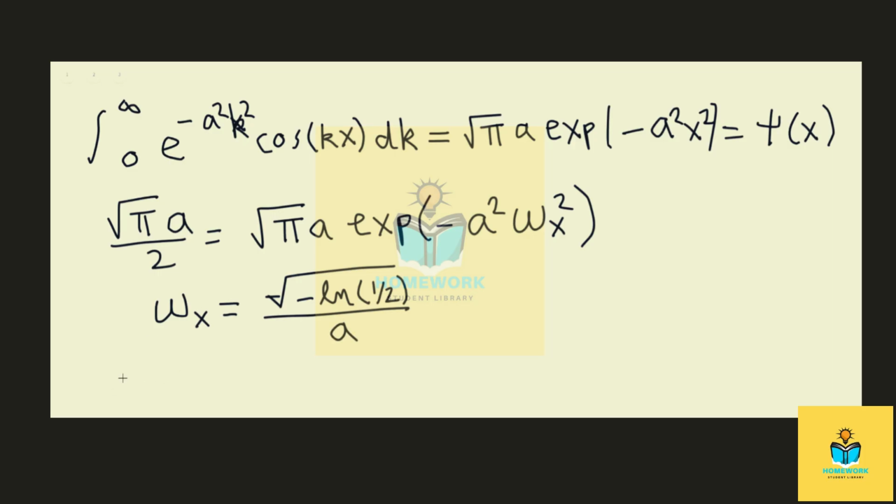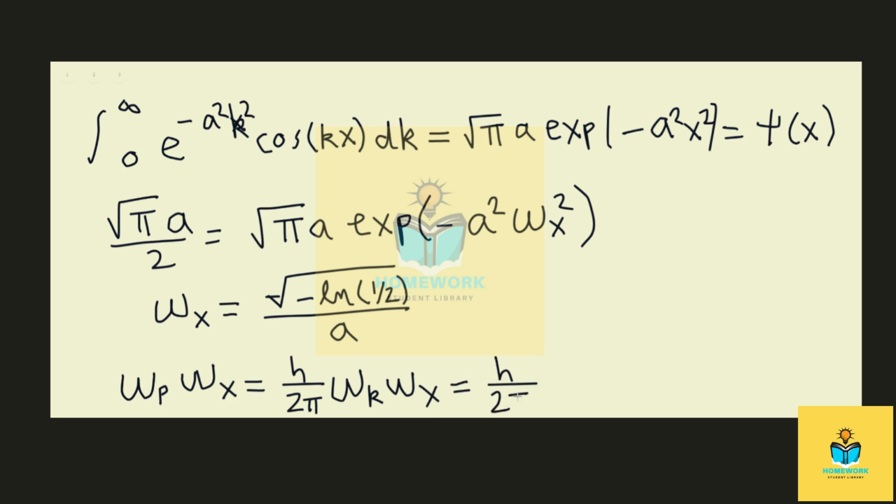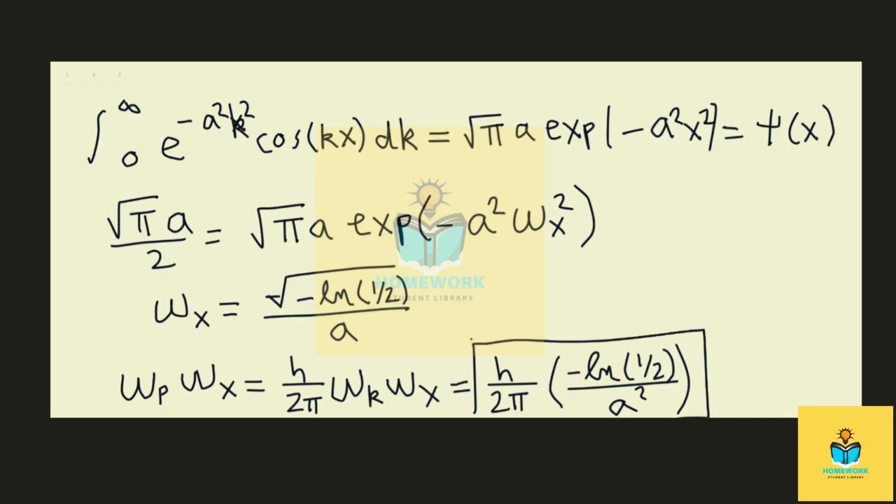So it's identical. The last thing we have to do is compute the product omega p times omega x, I believe, yes. And omega p is defined as h over 2 pi times omega k, which you already found in part A. And it's the same as omega x. So we're just going to end up with the square root gone, we get 1/2, and our a squared. And I believe that's it. And notice this doesn't depend at all on our variables, x's or k's or anything.